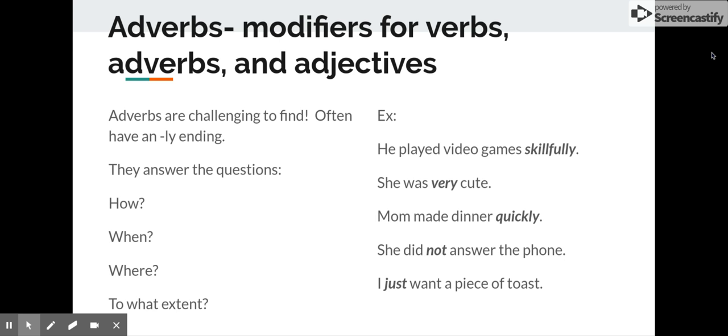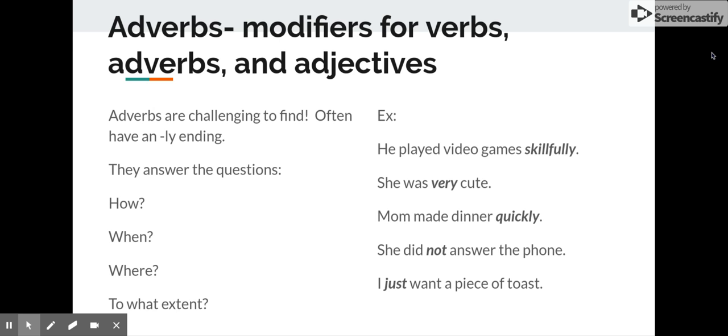I just want a piece of toast. Just describes want, modifies want. Therefore, it answers the question to what extent, kind of. It's a bad word. I don't like the word just. But it describes to what extent that you want the toast. Therefore, it is an adverb.